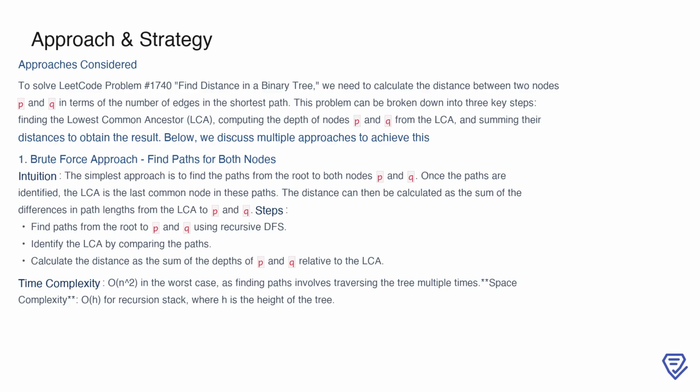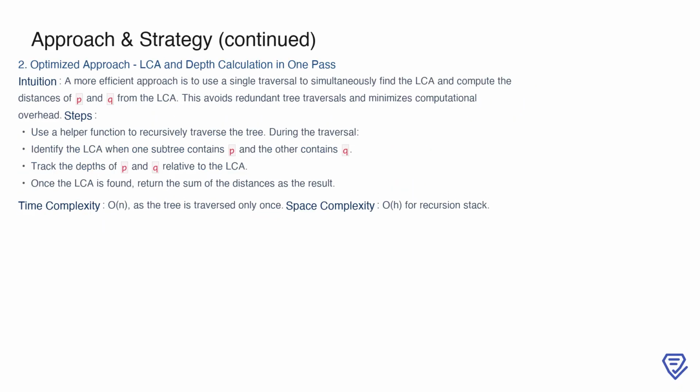The time complexity for this brute force method is O(n²) in the worst case, as finding paths involves repeated traversals. Space complexity is O(h), where h is the height of the tree, to account for the recursion stack during depth-first search. An optimized approach significantly improves on the brute force method by eliminating redundant tree traversals.